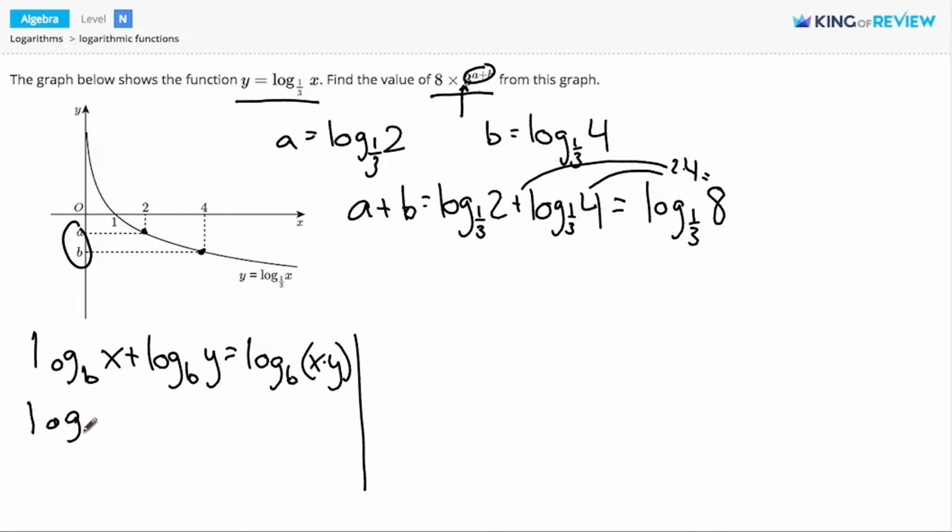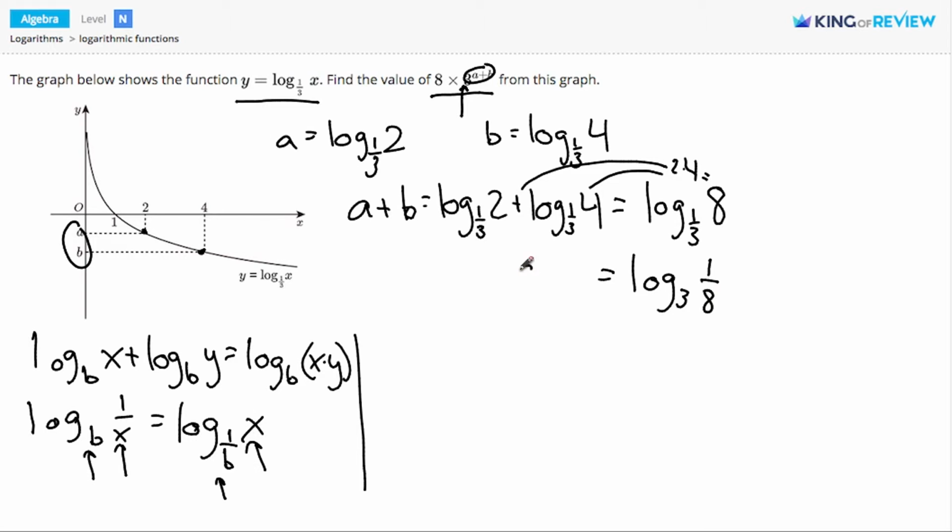If we have a log base b of 1 over x, that is equivalent to the log base 1 over b of just x. Basically, we take the reciprocal of the bases and also the reciprocal of the number inside the log. So that means that I can change my log. If I take the reciprocal of 1/3, I get 3 over 1, or just 3. And if I take the reciprocal of the base, I have to also take the reciprocal of the number inside the log. The reciprocal of 8 is 1/8. So a plus b can also be written as the log base 3 of 1/8.